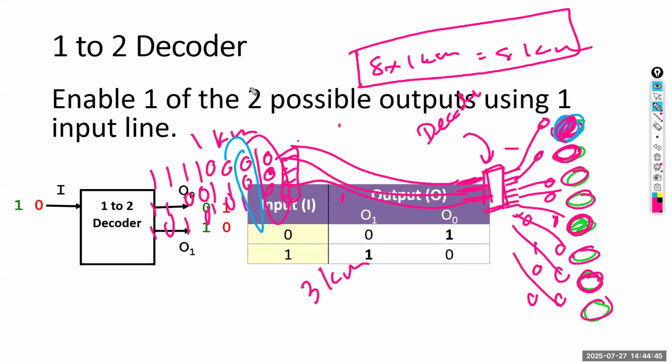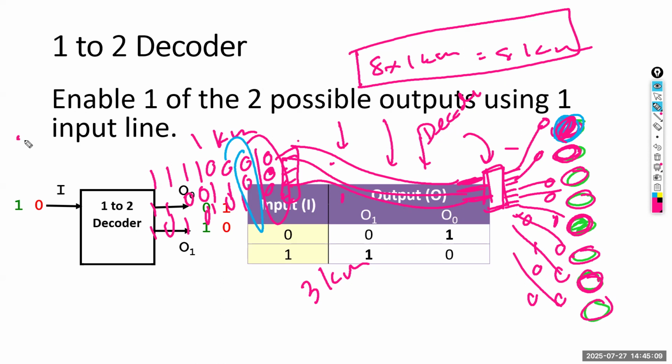So we call it a decoder. It can be a 1 to 2 decoder, 2 to 4 decoder, 3 to 8 decoder, 4 to 16 decoder. So it's useful, right? Because it reduces your cost and reduces material.